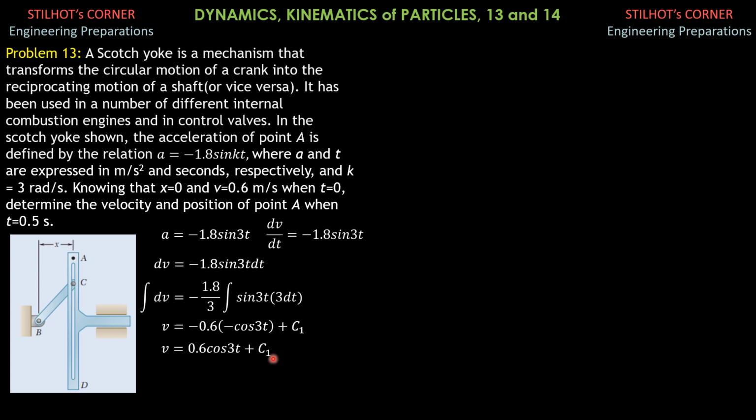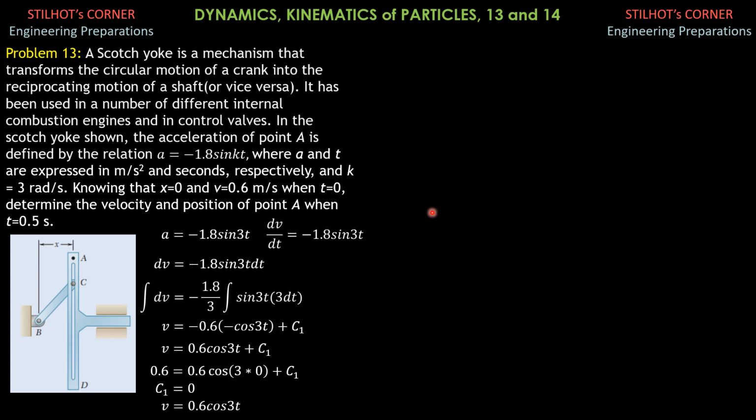Let us evaluate c sub 1 by applying the initial condition that when time is 0, velocity is 0.6. So 0.6 equals 0.6 cosine of 3 times 0 plus c sub 1. Cosine of 0 is 1, so this is 0.6. 0.6 minus 0.6 is 0. So c sub 1 is 0. Therefore, the expression for velocity is simply 0.6 cosine of 3t.